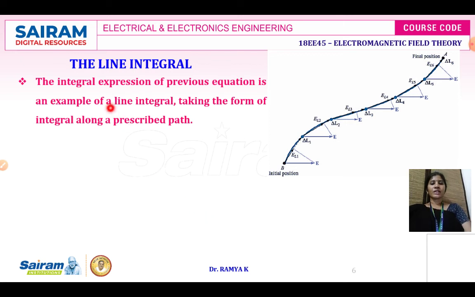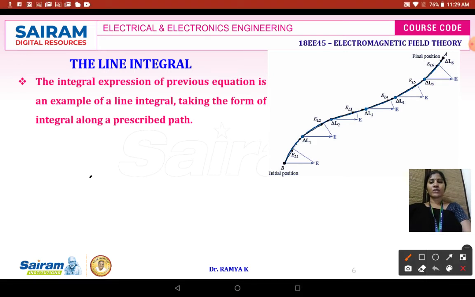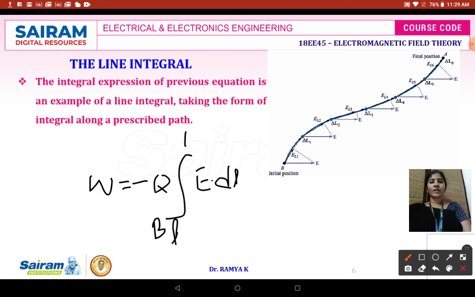The integral expression of the previous equation is an example of a line integral, taking the form of an integral along a prescribed path. From the previous equation we know that W is equal to minus Q integral E dot dl. So this is going to be your line integral. Here, line integral means: what is your starting point? It is going to start from point B and it has to move till point A. The point charge should be started from point B and moved till point A. So the initial point is written as B and the final point is written as A.